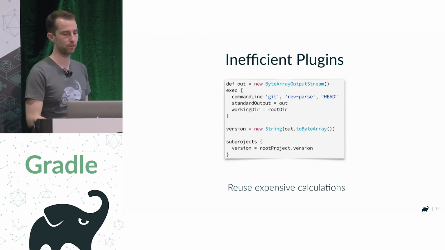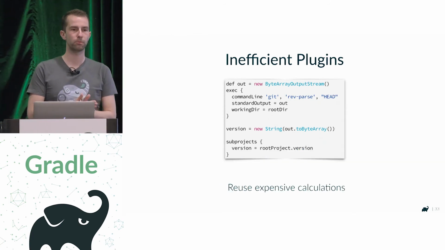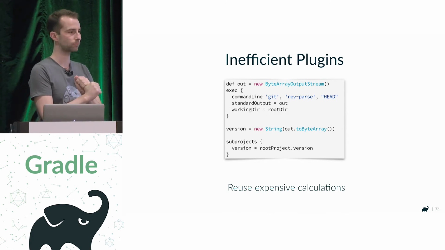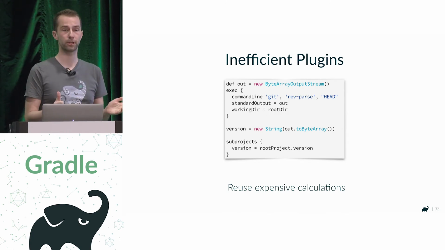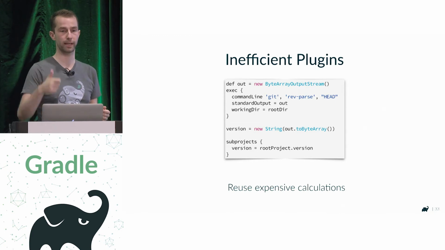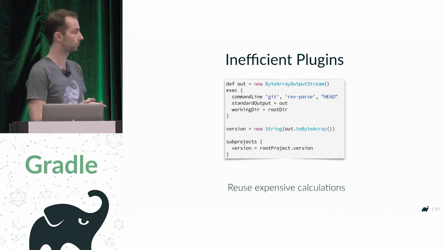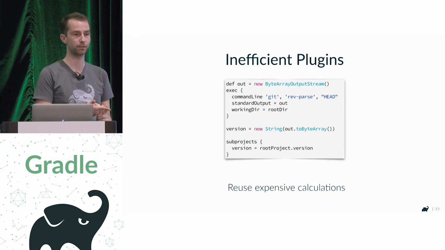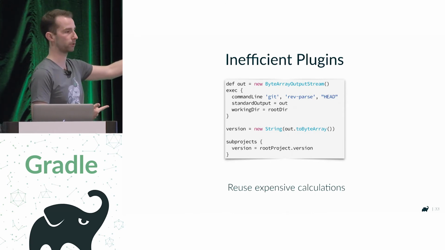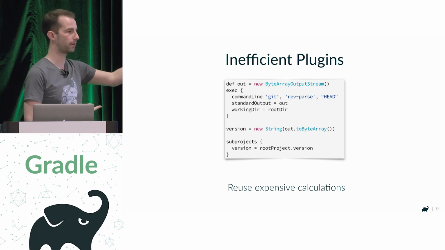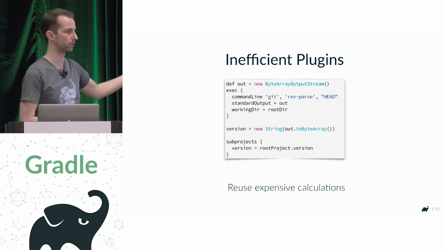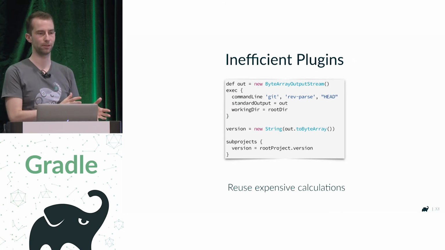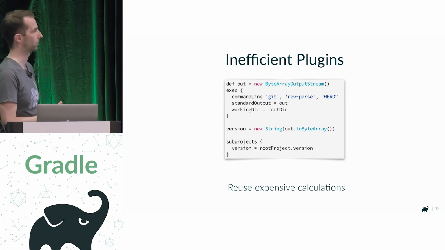How to solve it? Well, the plugin authors should probably have designed it the other way around and said, either I apply to every subproject, but I only do the calculation once and cache it somewhere, or I tell people that it should only be applied to the root project, and I iterate over the subprojects myself and assign the version to what I just computed. So one way or another, do it once, reuse the result is the moral of this story.